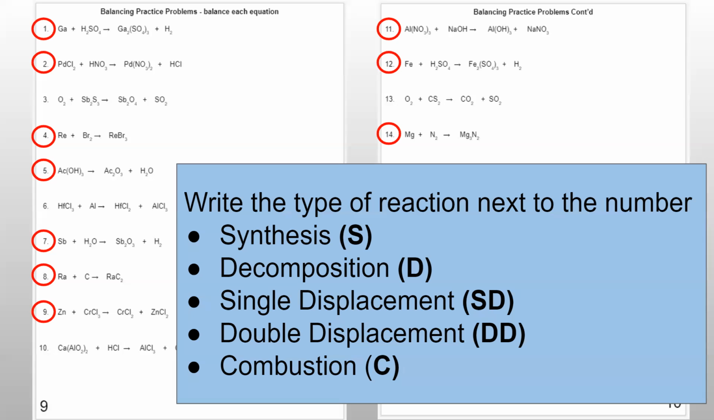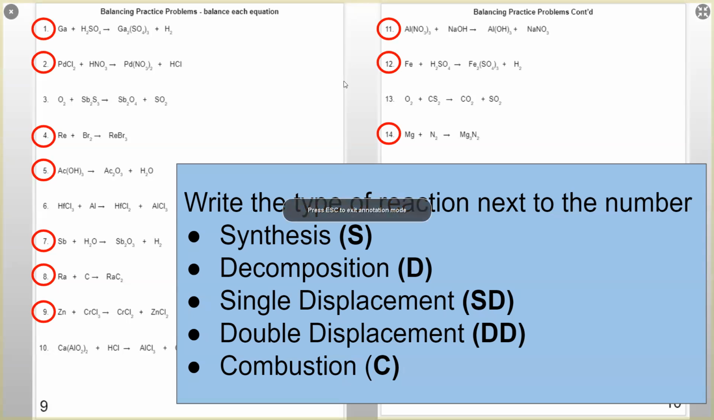Okay, I'm going to give you about 20 more seconds on this. Again, you're only looking at the numbers that I have circled. Those are the only ones you're determining type. Okay, let's go through this.